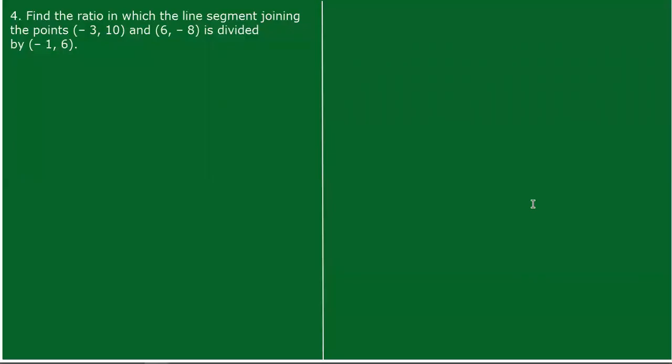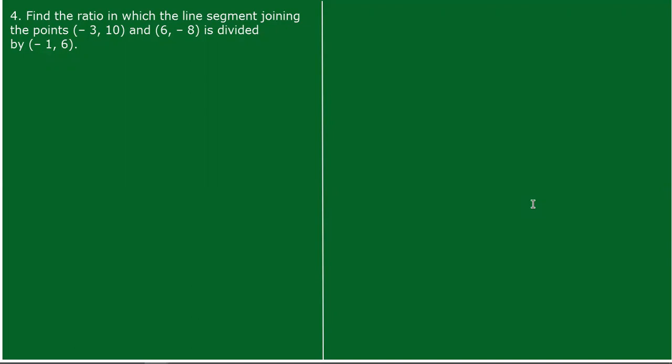Hi students, the fourth question is: find the ratio in which the line segment joining the points (-3, 10) and (6, -8) is divided by (-1, 6).